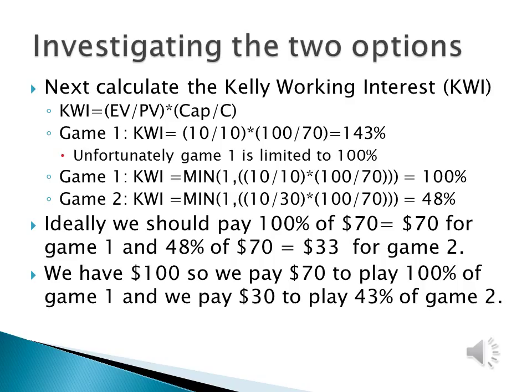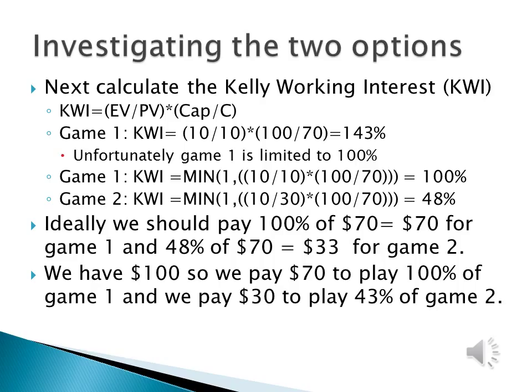For the other formula, we don't really need the minimum criteria, but it doesn't hurt to have it there. So once again, it's the minimum of either 100% or the result of 10 divided by 30 multiplied by 100 divided by 70, and that comes out to 48%. So what it's proposing is that ideally we should take 100% of the first game and 48% of the second game. So 100% of $70 is $70 for game number 1, and 48% of $70 for game number 2 is $33. It exceeds our total cost by about $3. So I'm just going to adjust that down to $30.